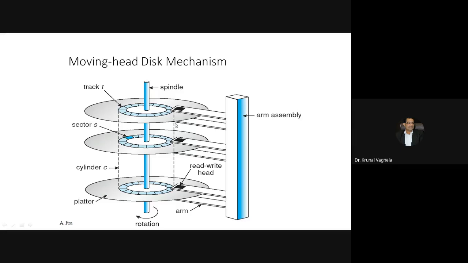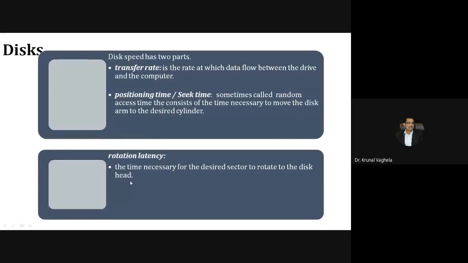Now seek time is the time which is required for the arm to be at a desired cylinder. Now these are many cylinders, logical cylinders in the hard disk. So it is the time which is required to move the arm to the desired cylinder. And the second one is rotational latency, the time necessary for the desired sector to rotate to the disk head.